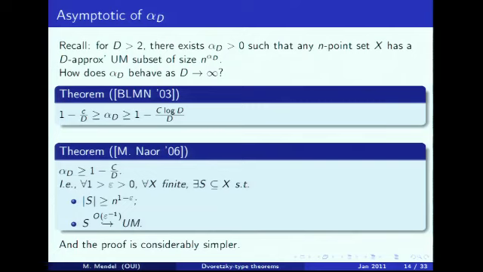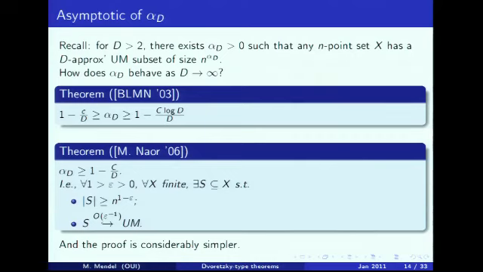And another way to say it, as I promised you in the beginning, is that for any epsilon, we can extract a subset of size n to the power of 1 minus epsilon, which can embed with distortion constant over epsilon into an ultrametric.